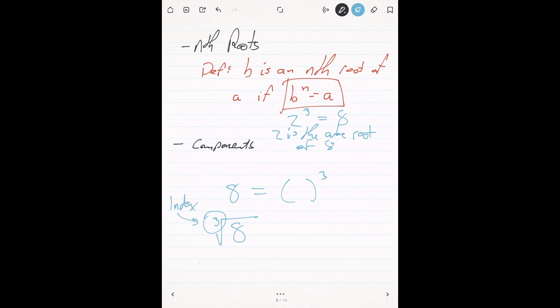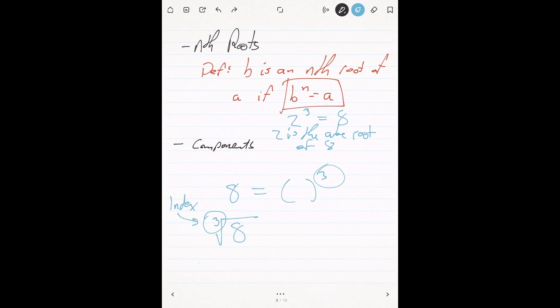What the index does is it tells you what exponent you are working with, what type of root you are taking. Here it says, I want to find what was raised to the third power to get me 8. In other cases, I could figure out what was raised to the fourth power, or the fifth, or the sixth, or the seventh. Whatever that number is in the index, it tells you what the exponent was.